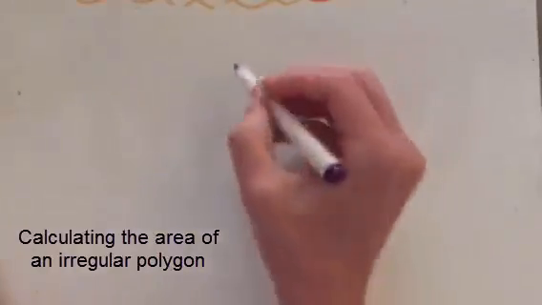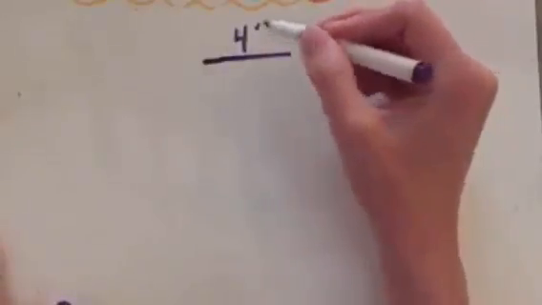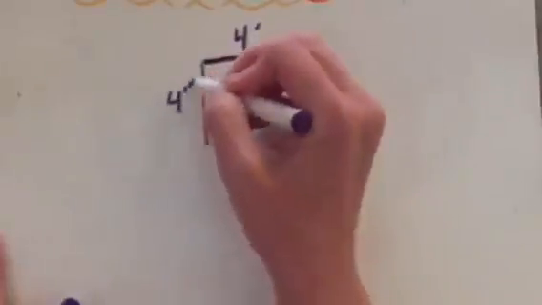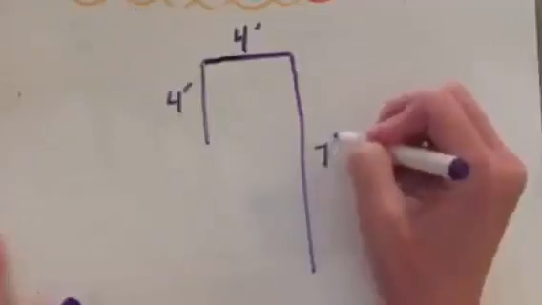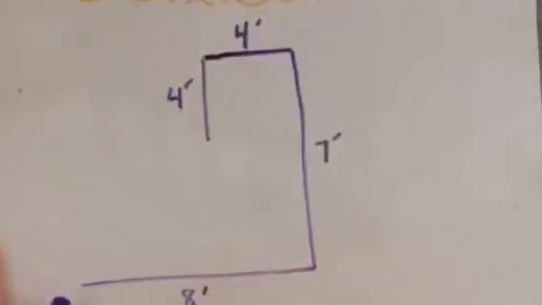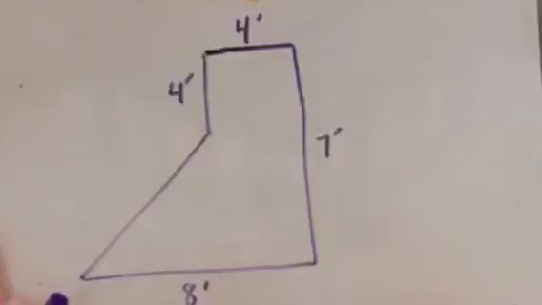I'm going to draw one here, and it may not be entirely to scale. We're going to call that 4 feet. We're going to call that 4 feet as well. We'll call this side length 7 feet. Call this line down here 8 feet, and we'll say that it's got this crazy slanted side here.